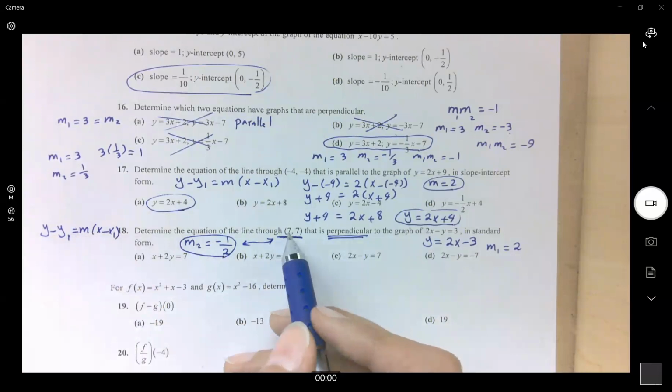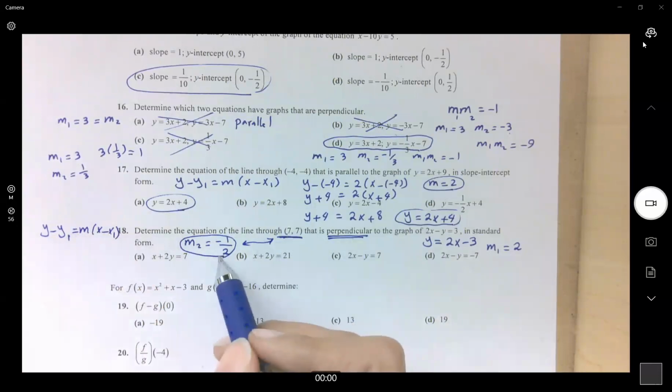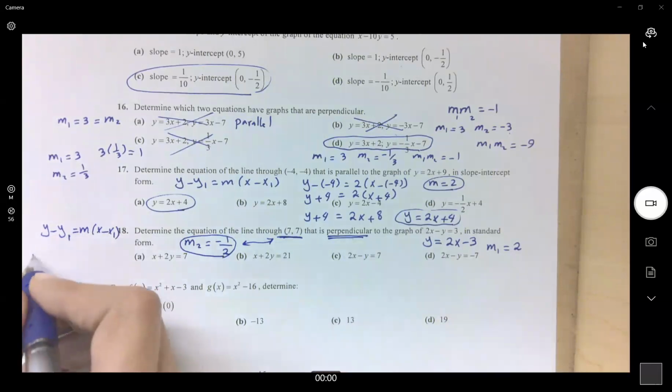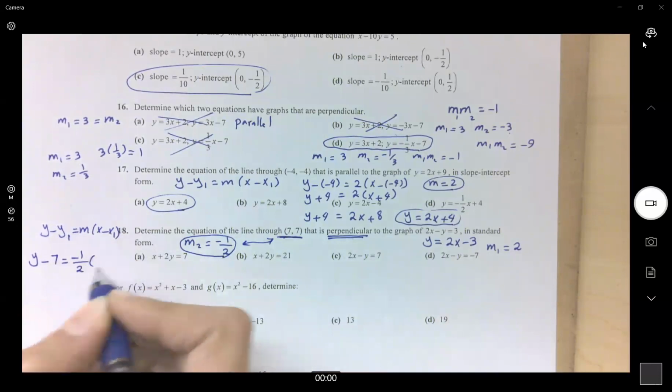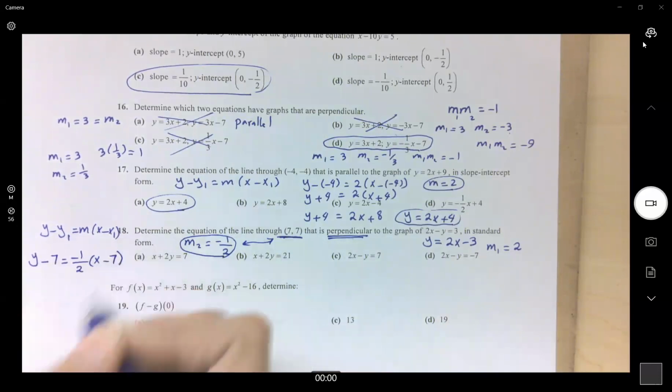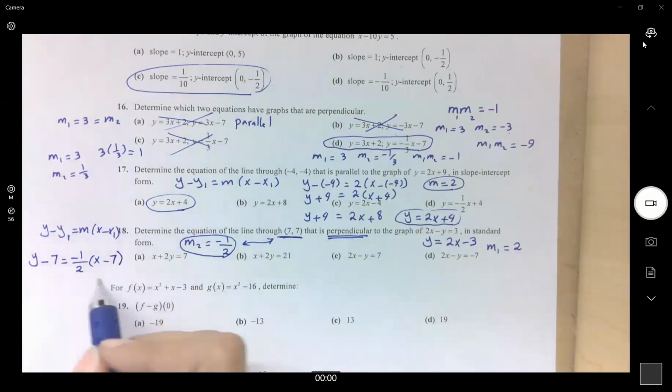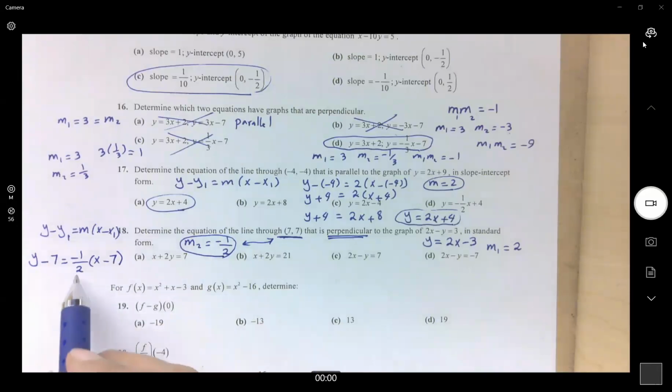x1 is 7, y1 is 7, and slope is -1/2. Just plug those in. Y minus 7 equals -1/2 times x minus 7. Don't leave it like this. Guys, simplify that. You have a denominator. My suggestion for you is to multiply both sides by 2 to get rid of this denominator.